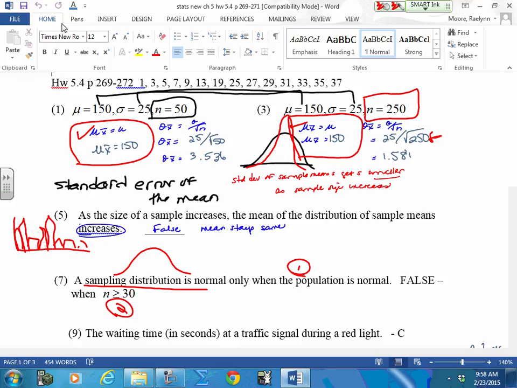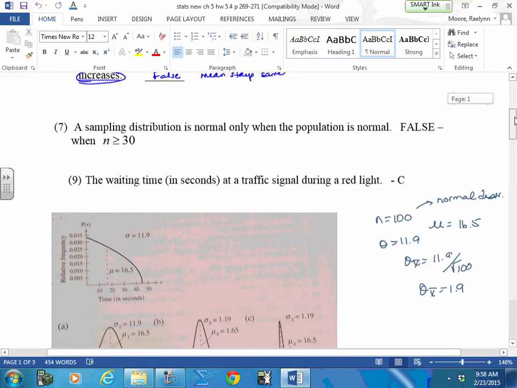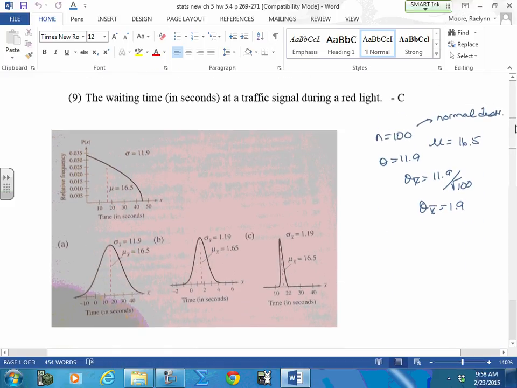If n is at least 30, then yes, we can assume that your sampling distribution will be normal, or they have to tell us that your population is normal. When he did 5, it still was not looking the greatest, but as he did a little bit more in his sample, you saw it looking better. These are the two things you're going to have to remember: either your population is normal or your n is greater than or equal to 30. A lot of you didn't have anything, so I'm hoping you write this down.